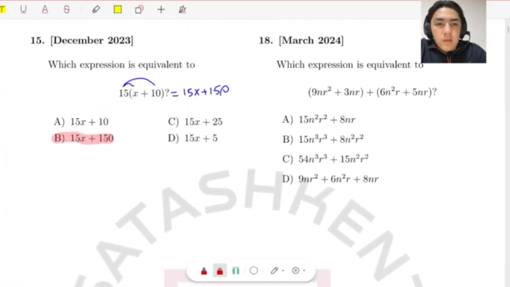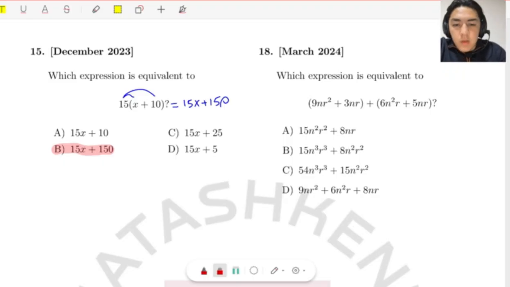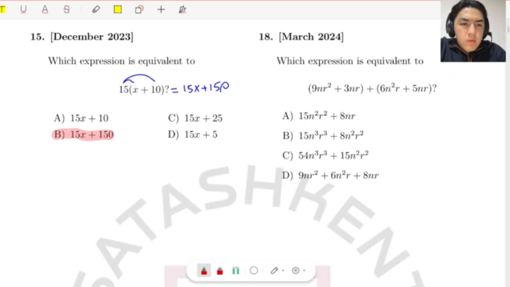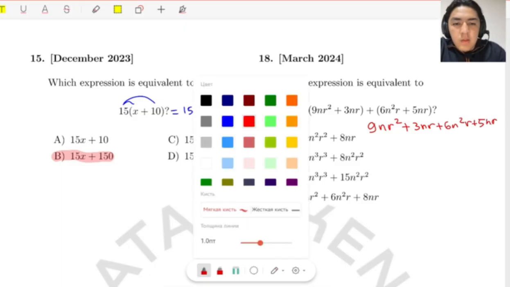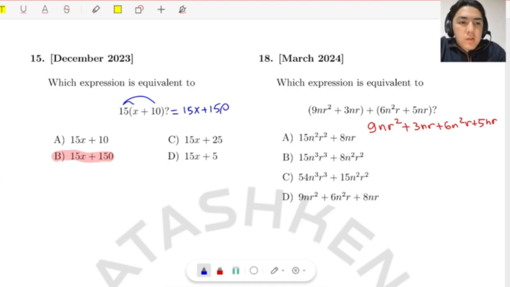So question number 18 now. Which expression is equivalent to this? Okay, let's open the brackets. 9n(r) squared plus 3n(r) plus 6n squared r plus 5n(r). The only parts that can be simplified are these two. Other parts will remain the same, plus 8n(r). And here option D.